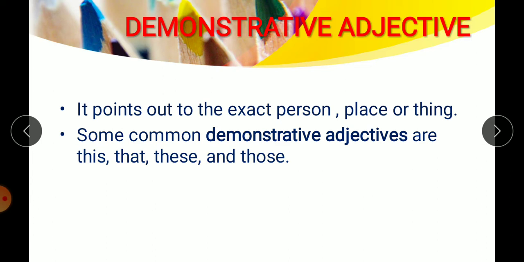Then these and those, these are used for plural nouns, like these mangoes and those mangoes. So same concept. These is used for the things that are closer to you, जो आपके पास हैं, and those for things that are far away. So that is this, that, these, those. ये चारों क्या हैं? Demonstrative adjectives.